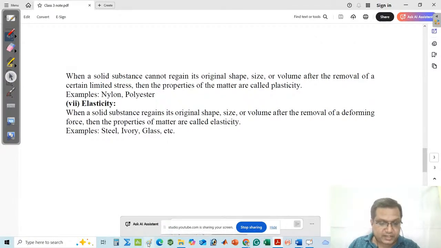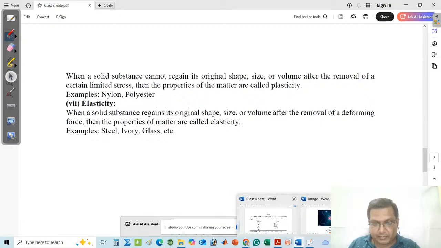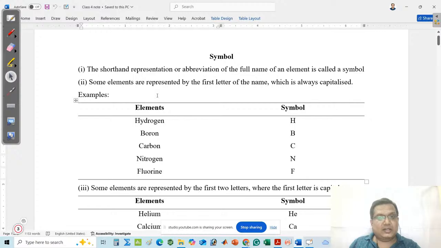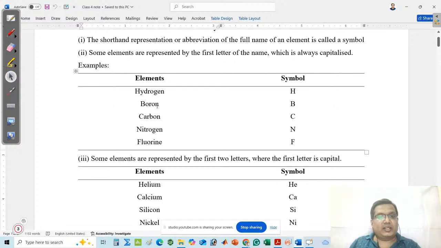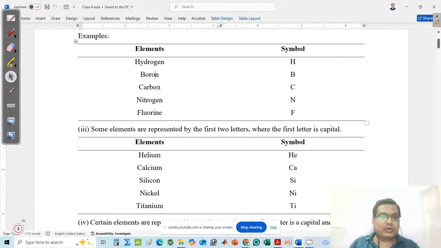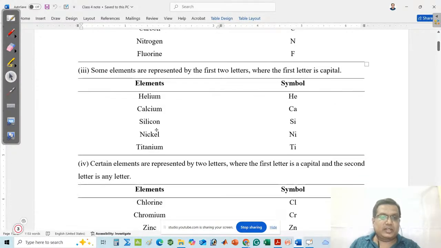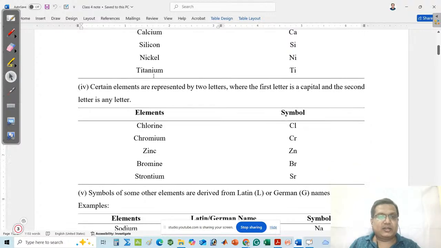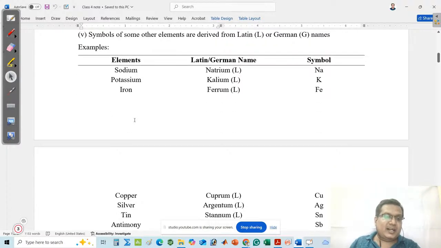Before going to the definition of symbol, I will show an example of an element. Suppose we think about the hydrogen element. I can write the hydrogen element name like this: HYDROGEN. This is the name of the hydrogen element. Similarly, you can think about the names of boron, carbon, nitrogen, fluorine, like this. You can think about helium, calcium, silicon. These are the names of different elements.